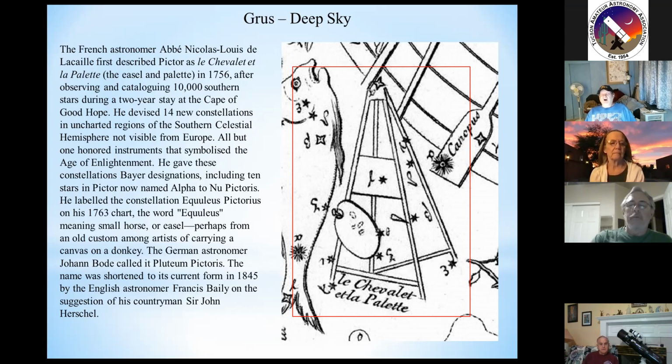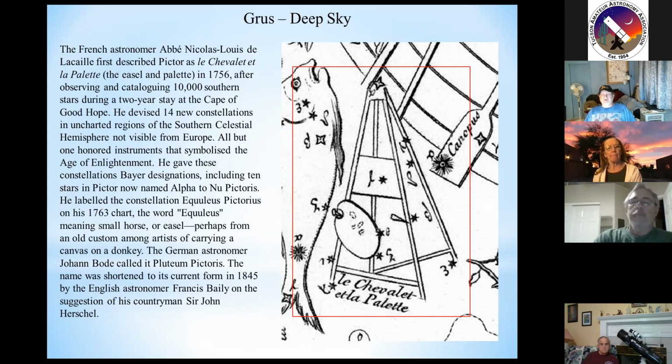Like you've got Octans, and there's all these other constellations that are named after instruments. And this one's named after an easel and palette. I guess that's an instrument of enlightenment, sort of. He gave the constellations Bayer designations, meaning he named the stars Alpha, Beta, etc., Alpha Pictoris, Beta Pictoris, all the way down to Nu Pictoris, which is the 10th brightest star.